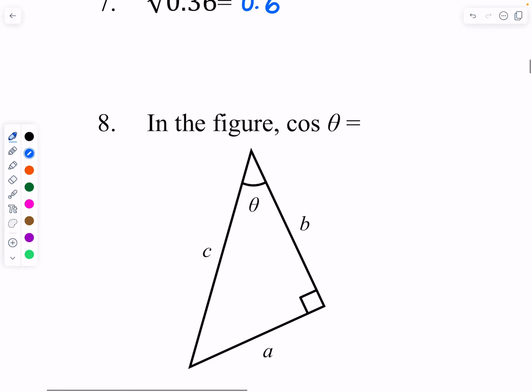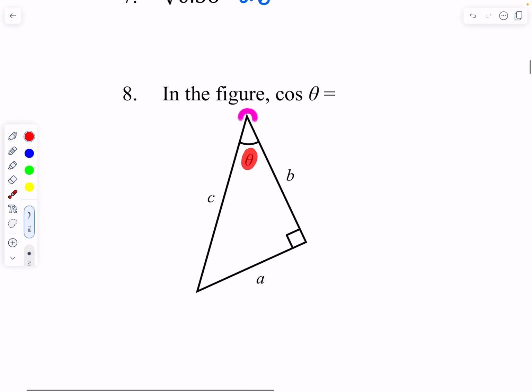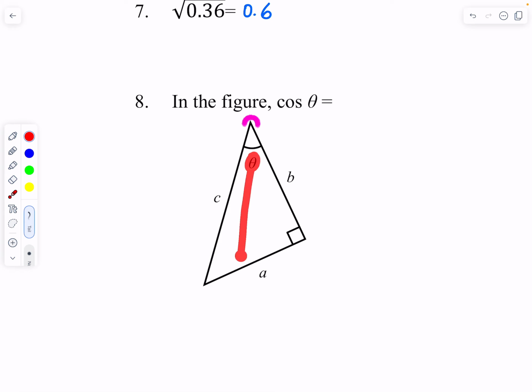Oh, continue. Cosine, the letter C. Cosine theta, so you draw the letter C among it. Remember? So this is your theta here. The line facing the theta is called the opposite line. The line facing the right angle is called the hypotenuse line. And what is left? The left one is called the adjacent line.